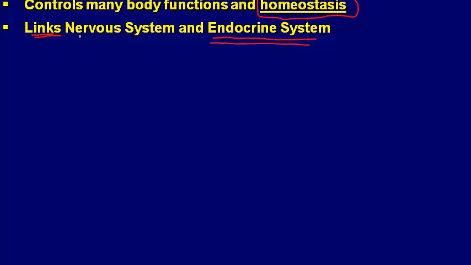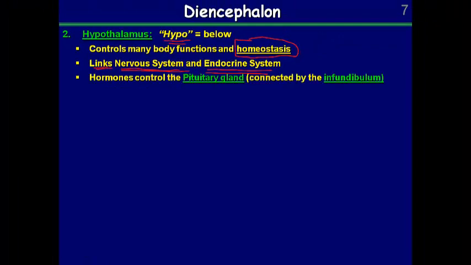So these are the two systems that control almost everything in the body. If you look at any organ in the body, for example your stomach, it is regulated by both nerves, so the nervous system, as well as hormones. If you look at the heart, well, the heart is regulated by nerves and hormones. So this part of the brain is the linker between the two systems that control the body.